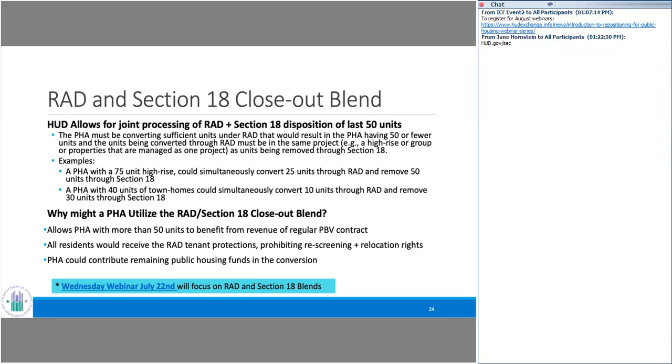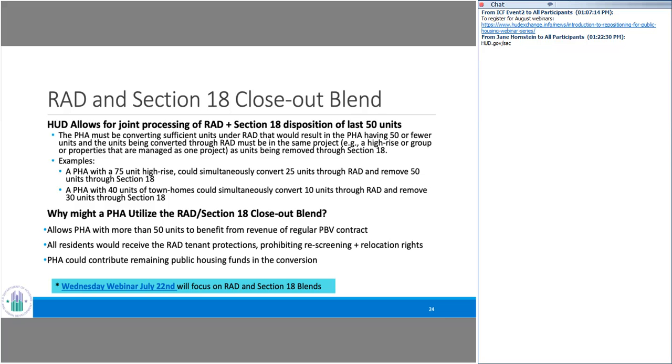If it's 40 units of townhomes, you have 40 townhouses, you could do 10 units under RAD and 30 units under Section 18. But what those two examples give you is the right to bring in the resident protections. So if you do have over-income families, they are still protected under these blends. So we do think that they are of value, and we highly recommend that housing authorities look at this.